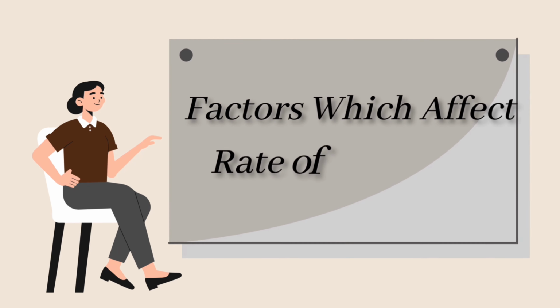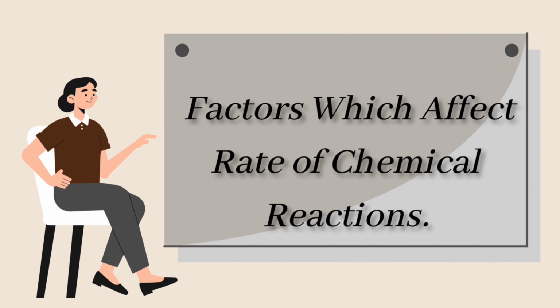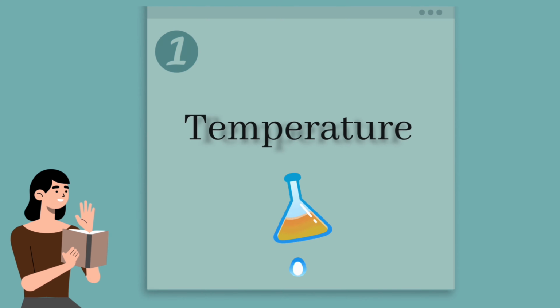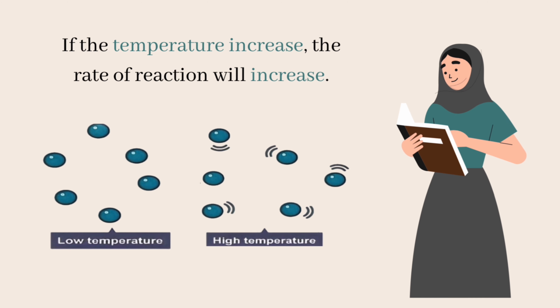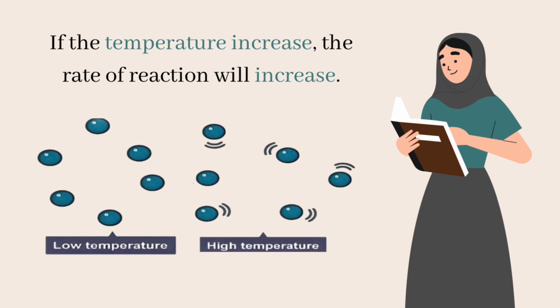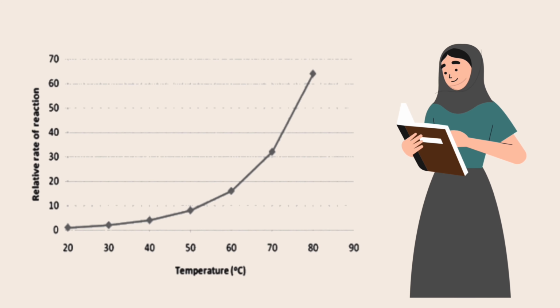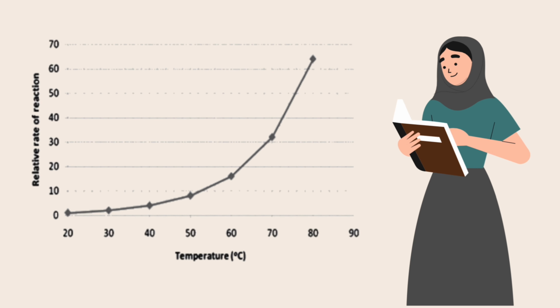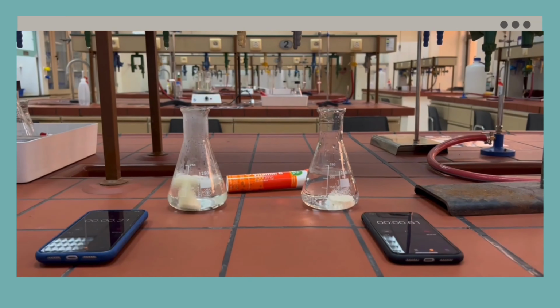There are various factors that affect chemical reactions and therefore affect their rate. One factor is temperature. With increasing temperature, the kinetic energy of the reacting atoms or molecules will increase, resulting in more collisions between them, hence a faster reaction.